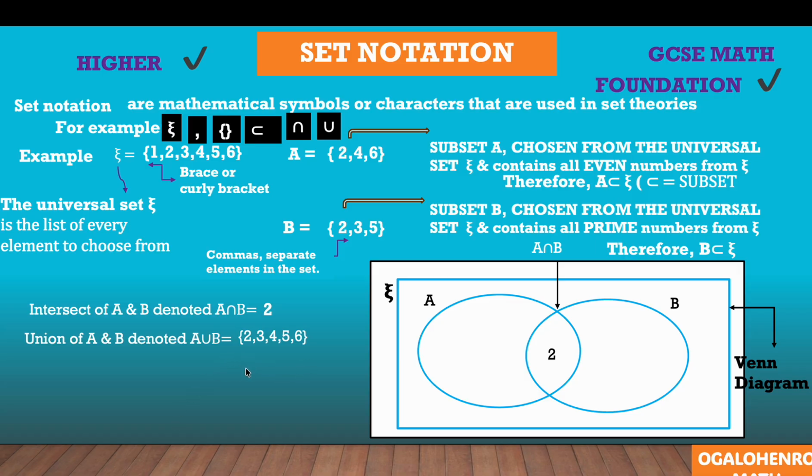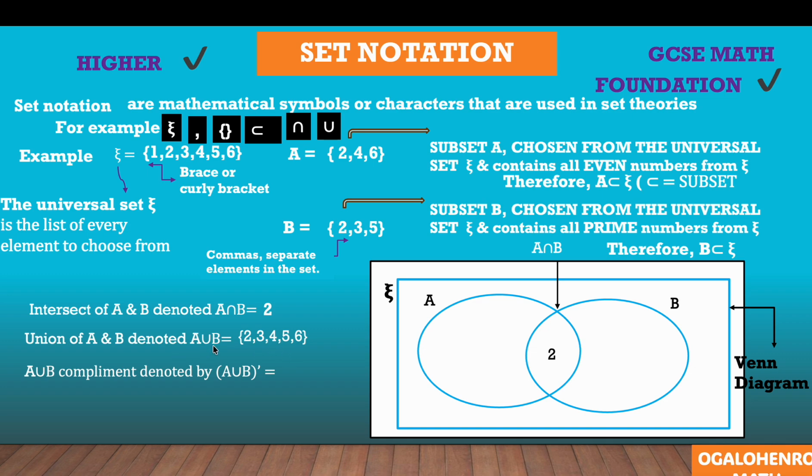Now, for us to get elements outside, we introduce the concept of the complement of a set. To get the complement of A and B, we use A union B complement, meaning all the elements that are in A and B must be cancelled out of the universal set. If you cancel 2 to 6, what remains is just 1. So the complement of a set is the set that contains the elements that are not in that subset, but they are in the universal set.